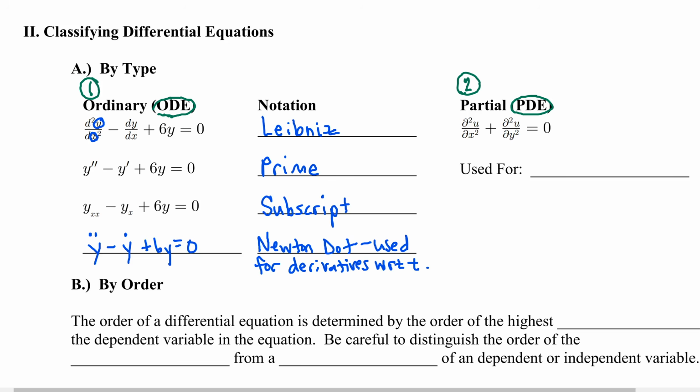Again, the second type of differential equation is a partial differential equation. An example of a partial differential equation is the second partial of u with respect to x squared plus the second partial of u with respect to y squared equals 0. We know that this is a partial derivative because we have the partial differential operator used in the notation. Notice on top, the variable u, that is the dependent variable or the name of the function, and we have two independent variables, x and y. Partial differential equations are used for multivariable functions.